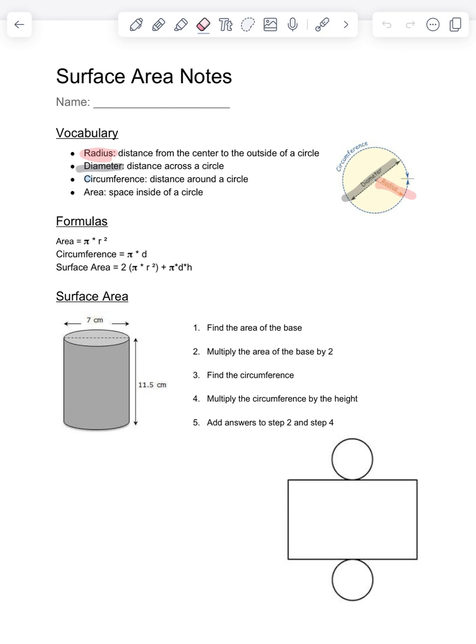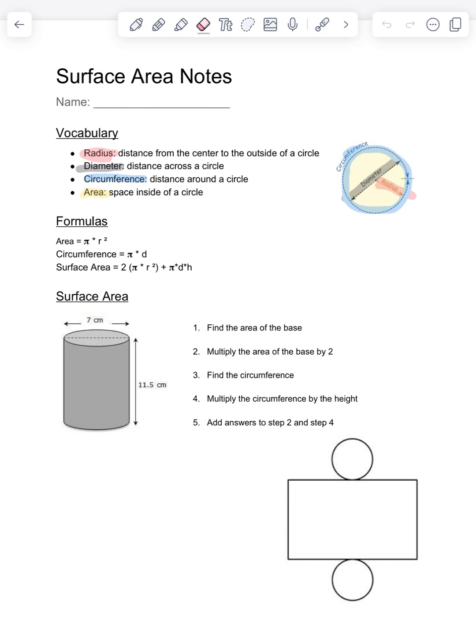And then circumference is the distance around a circle. Notice circumference, distance around, over here. You'll also notice that the inside of the circle is shaded yellow. So we're going to highlight area yellow because that shows the space inside of the circle. We used the area formula when we learned volume. When we learn surface area, we are going to use all of these formulas.